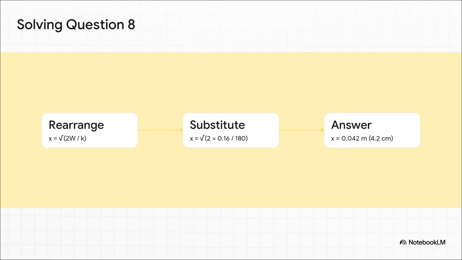To crack this one, we just need to do a tiny bit of algebra. We take our original formula and just rearrange it to solve for x, the extension. Once we have our new formula, it's back to business as usual. Just plug in the numbers. The math gives us an extension of 0.042 meters, which is, of course, 4.2 centimeters.